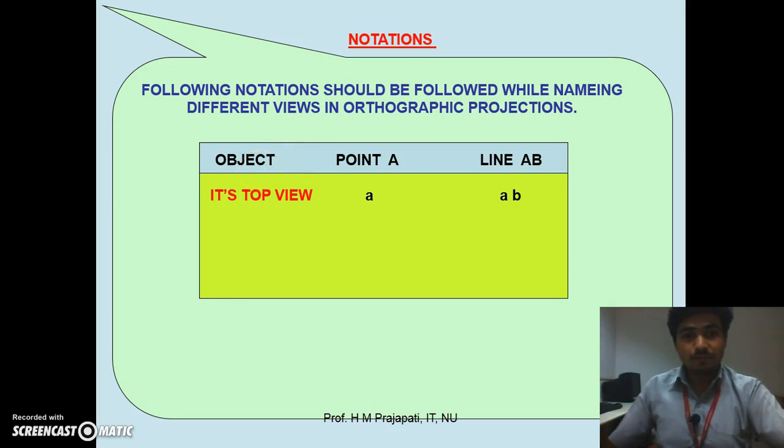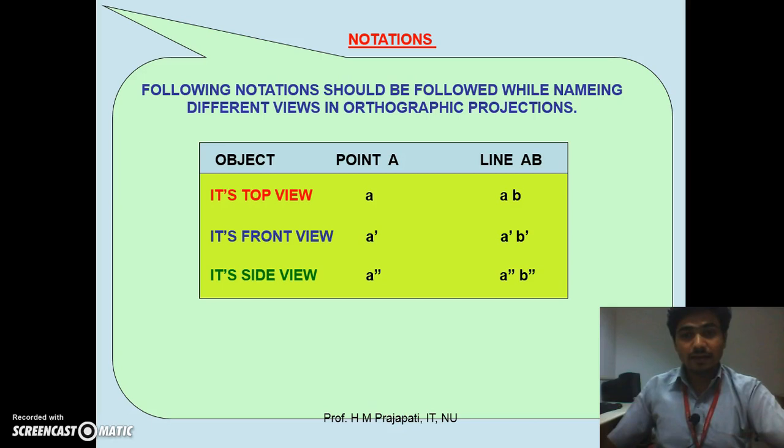Same way, if you are drawing the front view, then the notation for point A is A dash, and the notation for line AB is A dash B dash. If you are drawing the side view, then to notate a side view we use A double dash, and for the line we use A double dash B double dash.